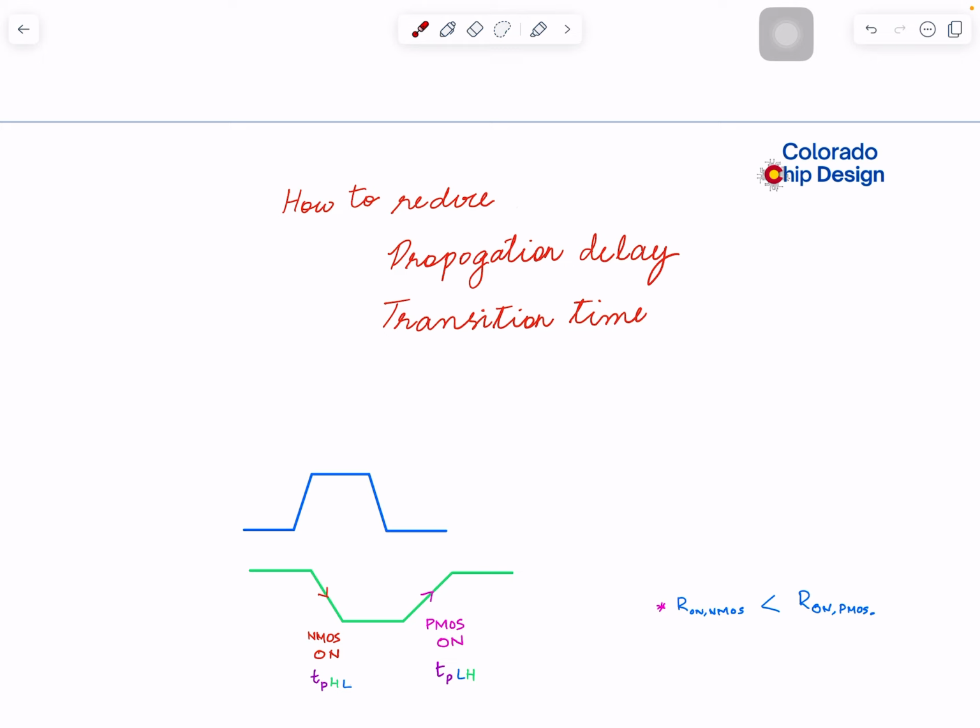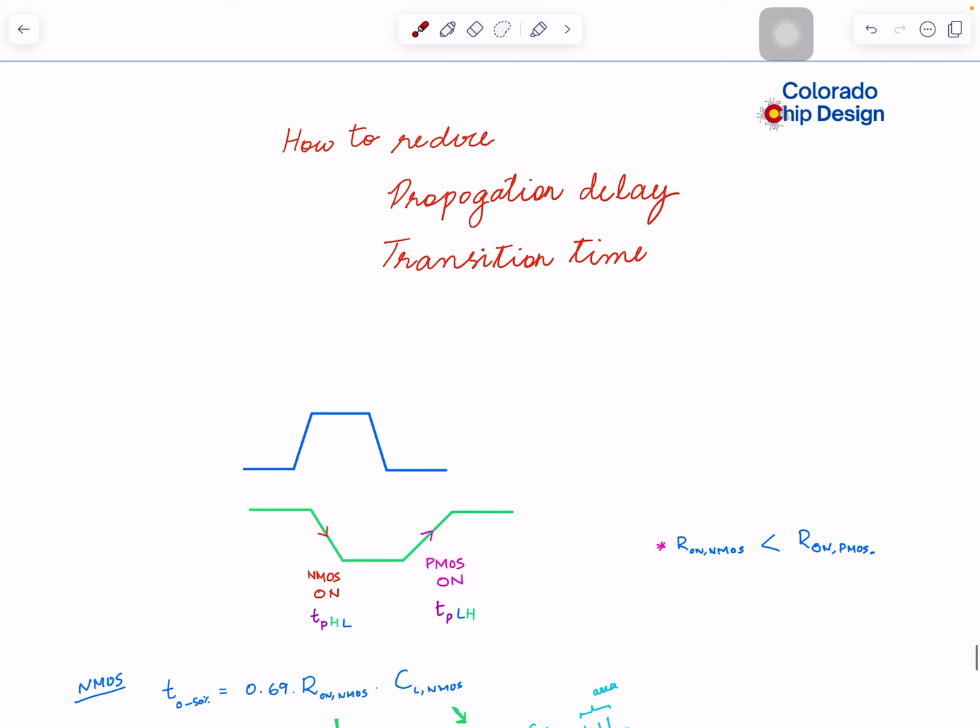Propagation delay and transition time. We have been talking about propagation delays, but today I'm going to focus on how we can reduce delay. I'm not sure if I started talking about transition time, but the same parameters that affect delay also affect transition time. So it's an important thing from the design perspective.